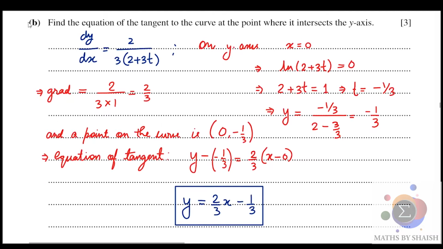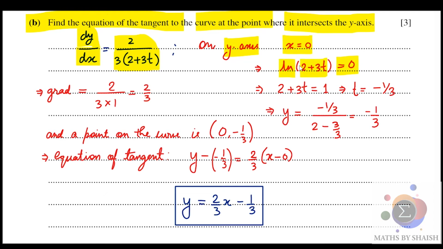For the b part, find the equation of the tangent to the curve at the point where it intersects the y-axis. From the first part we have seen dy over dx is 2 over 3 times (2 plus 3t). Since they have asked for the point where it intersects the y-axis, on the y-axis x is 0, and x is ln(2 plus 3t). We know ln 1 is 0, otherwise it cannot be 0 anywhere else.